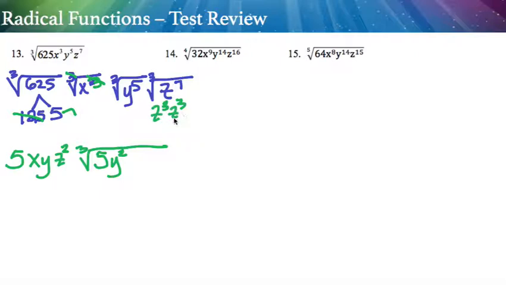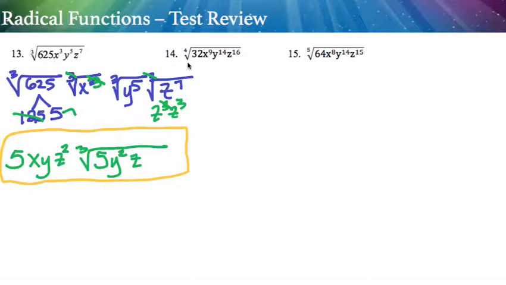And, well, it's actually 6 of them come out, but you can only write it 2 times because you're really canceling this cube root with these, okay? And there's 1 z left over. So my answer is 5xyz squared cube root of 5y squared z.